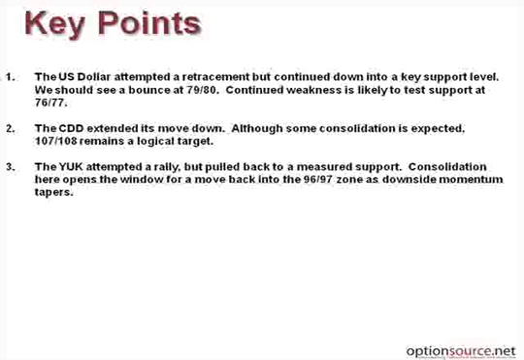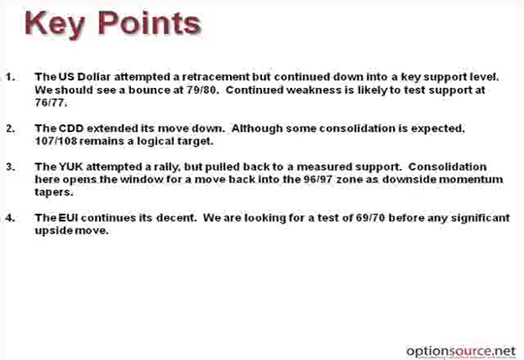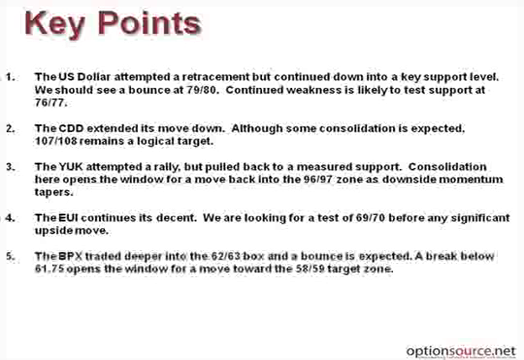The YUK attempted to rally but pulled back to a measured support. Consolidation here opens the window for a move back up into that 96, 97 zone as downside momentum tapers. The EUI continues its descent. We are looking for a test of that 69, 70 focal zone before any significant upside move. The BPX traded deeper into that 62, 63 box, and a bounce is expected. A break below 61.75 opens the window for a move towards that 58, 59 target zone.